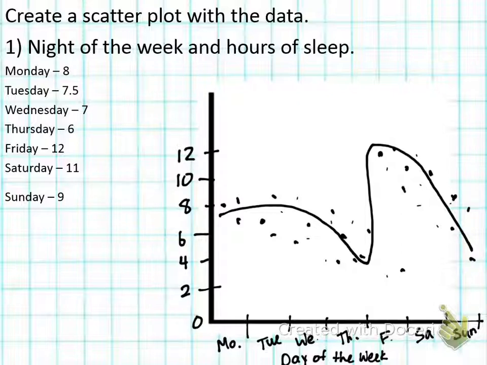Not enough sleep on which day? Monday to Wednesday. Well, Monday I got about 8 hours, don't you think? When does it get worse? Wednesday. Wednesday and Thursday, right? And then what do you notice about my sleep pattern? And then it increases, right?